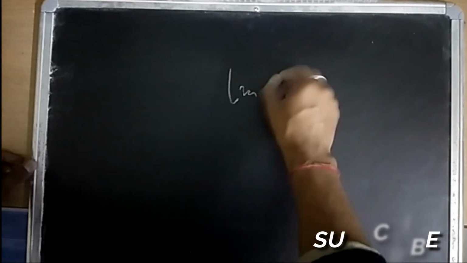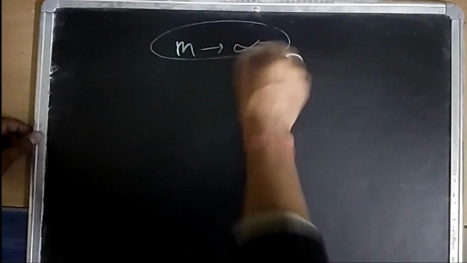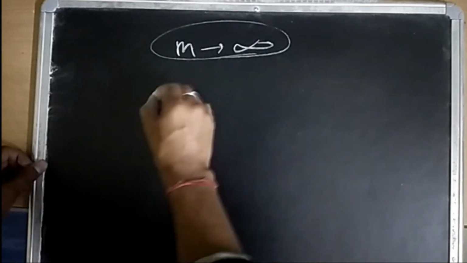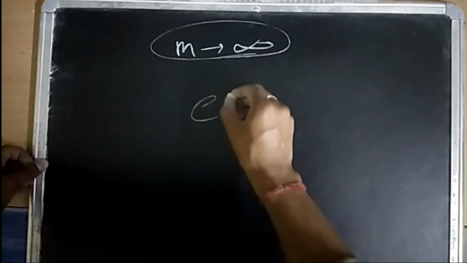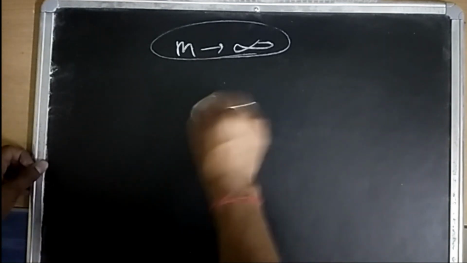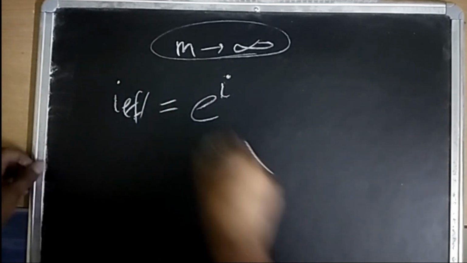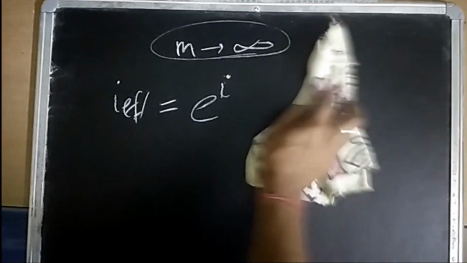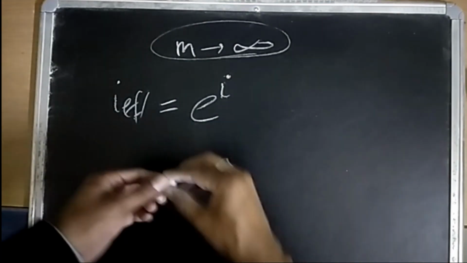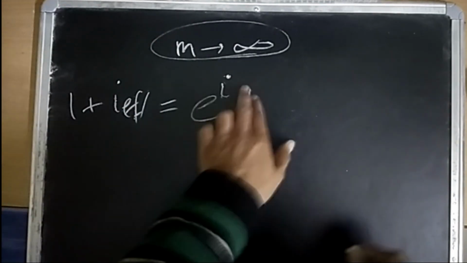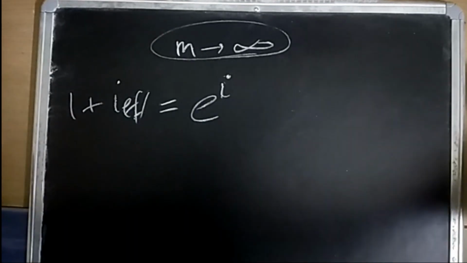Also, if it is continuous, meaning not discrete, we would take the limit as M goes to infinity. If M is infinite, that means it is continuous, no discrete periods, and finally we will get e to the power r, or I. This would be our I effective. Okay, e to the power r. In fact, this is 1 plus I effective, which will be e to the power I or r.